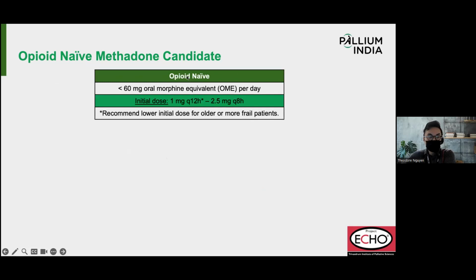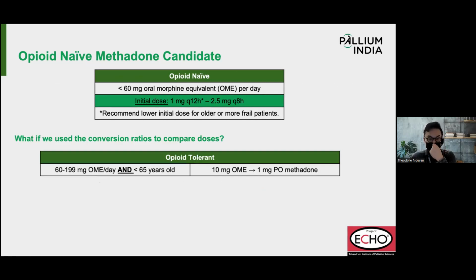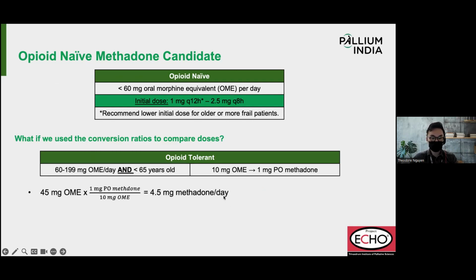So again, based off of that table for opioid naives, you can do an initial dose of 1 every 12 hours or 2.5 every 8. And just for us to do an example calculation, what would we use if we did use one of those ratios? So if we used the conversion ratio, again, this is just in theory for us to test out, with the 10:1 OME ratio, if we did the 45 and did the 10 ratio, we would get 4.5. So that would still be within the dose recommended range. So you could consider doing the 2.5 twice a day.